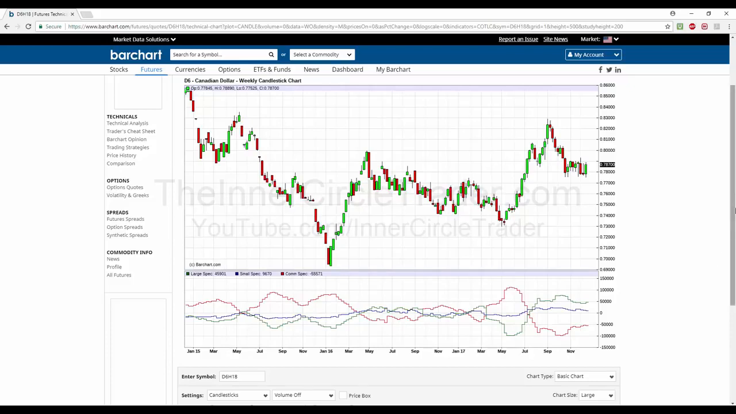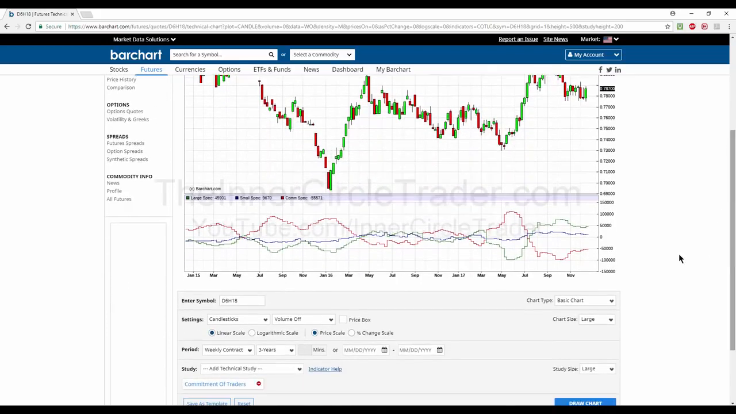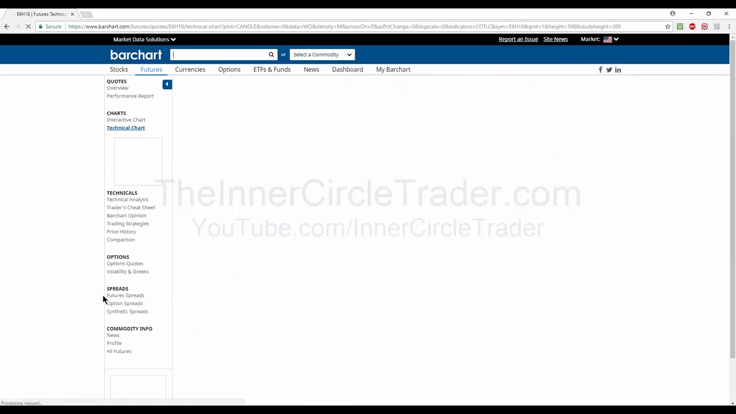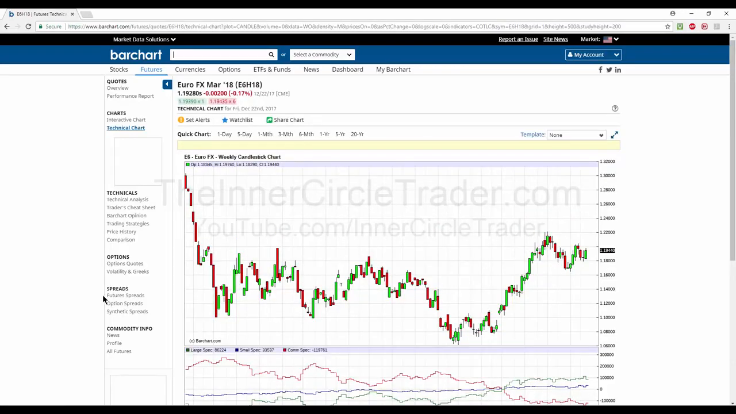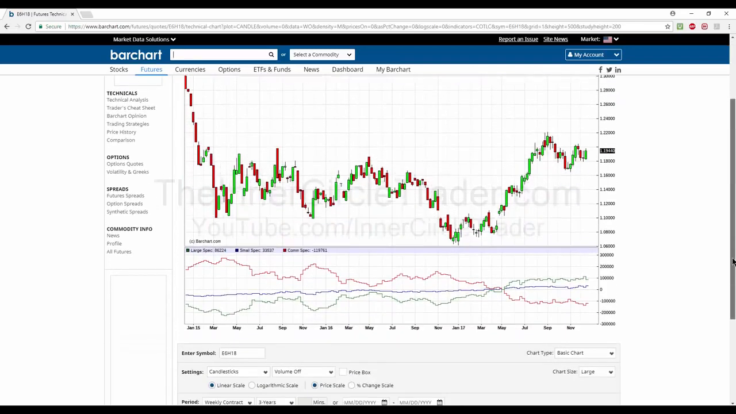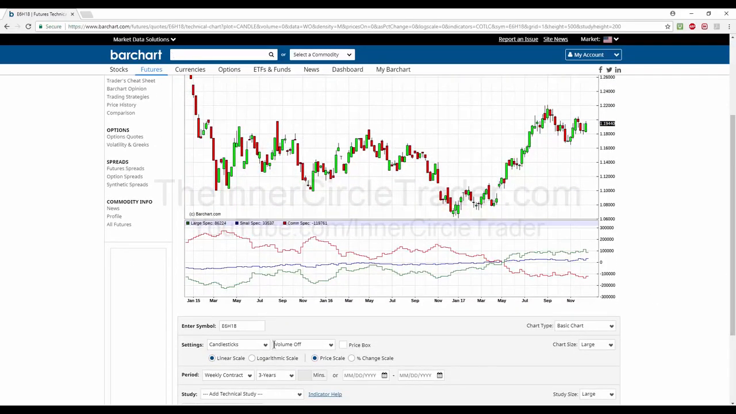I'm going to show you one more example, and we'll probably have seen enough. All right, so we're going to use the euro. Just changing that first letter to an E gives us the euro on a weekly. Nothing else needs to be changed down here. So we have again the euro in a consolidation.